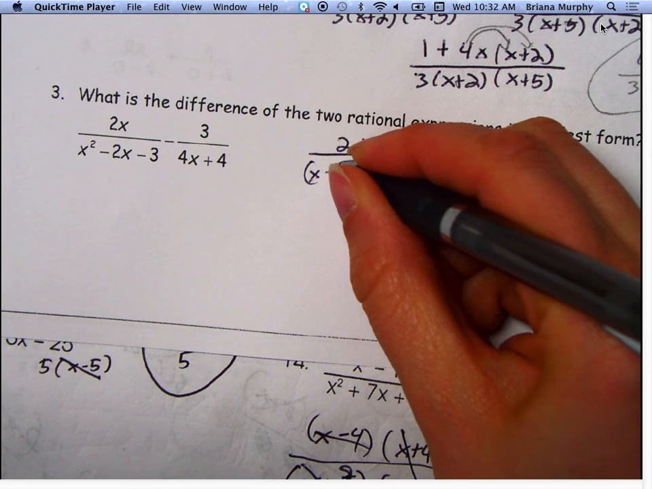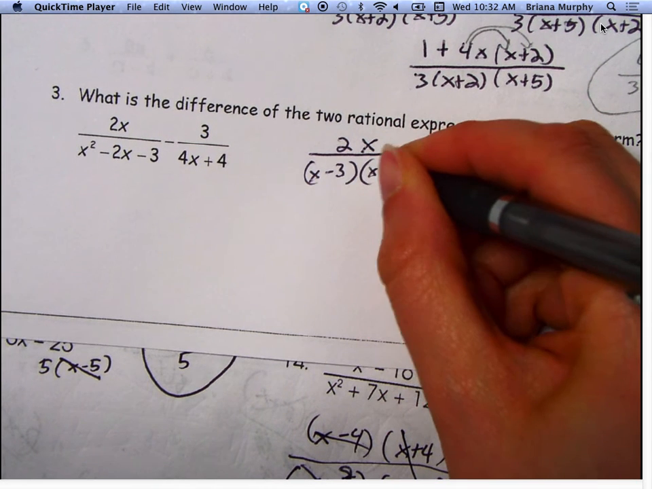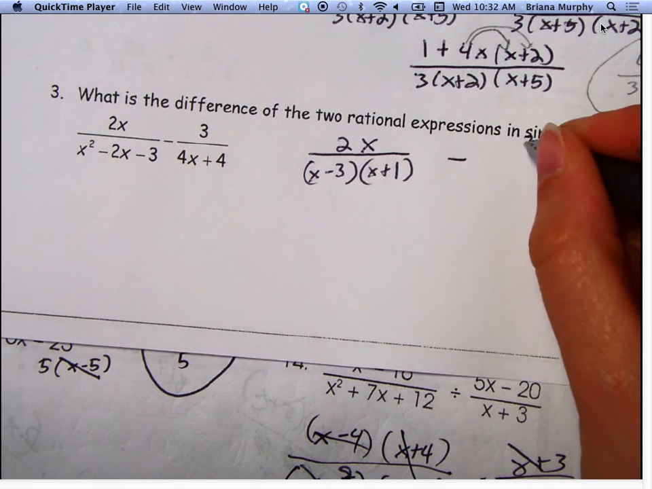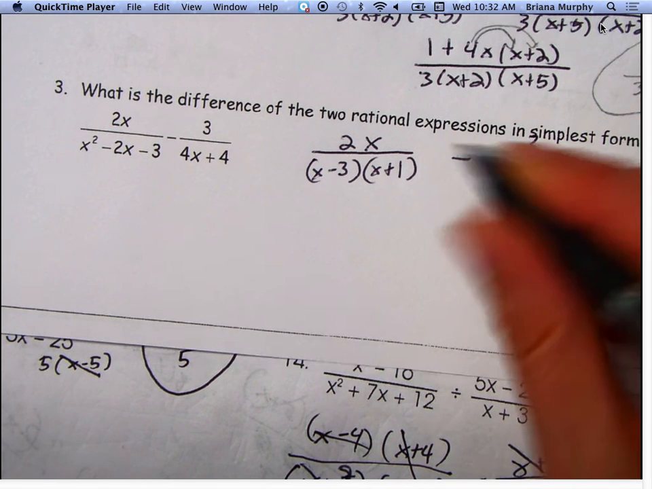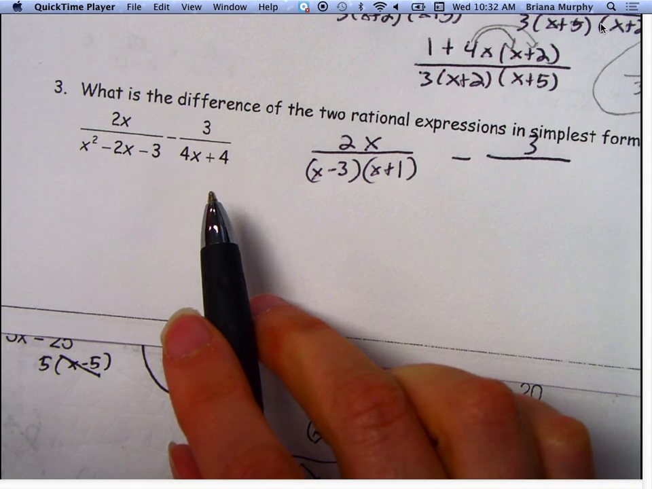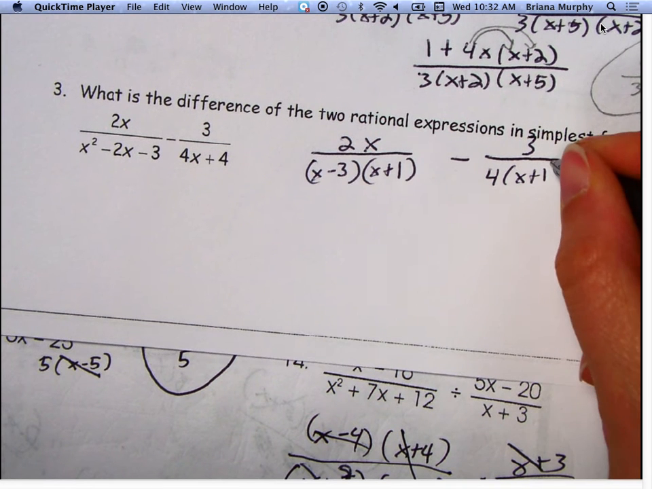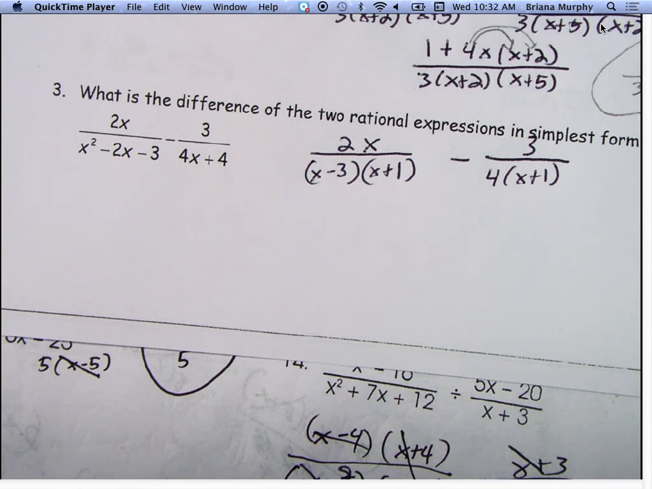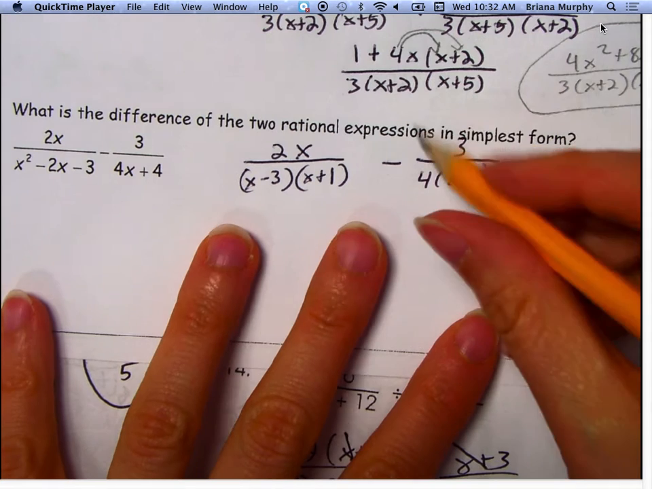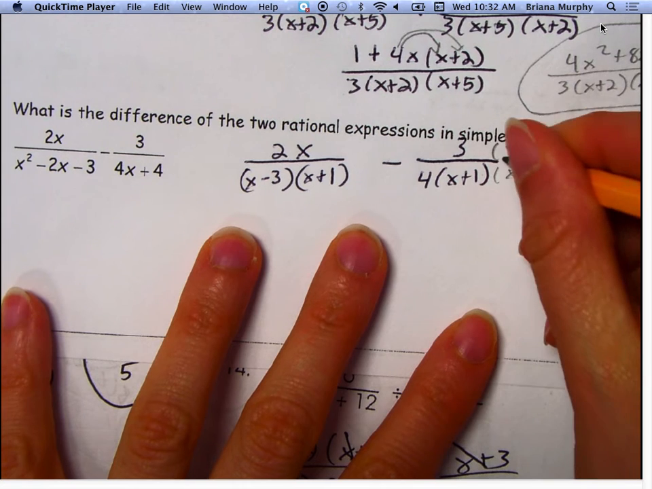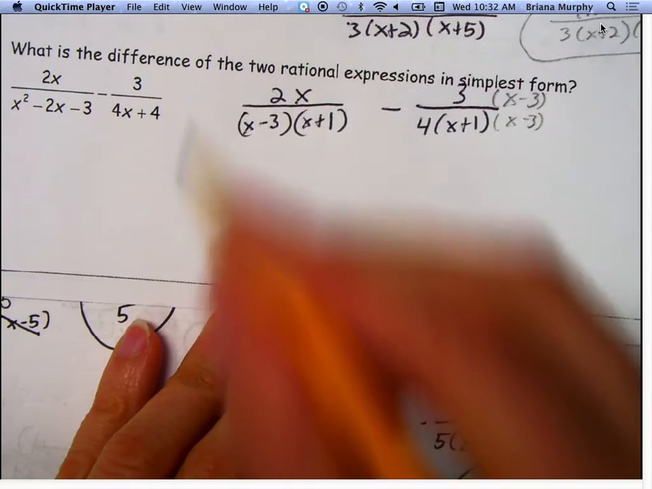X minus 3 and x plus 1. Minus 3, because we can't change the top. What can I take out of 4x plus 4? 4 times x plus 1. So what do I have to do to them to make them have the same denominator? You have to multiply this one by x minus 3, the top and the bottom. And you have to multiply the top and bottom of the other one by 4.